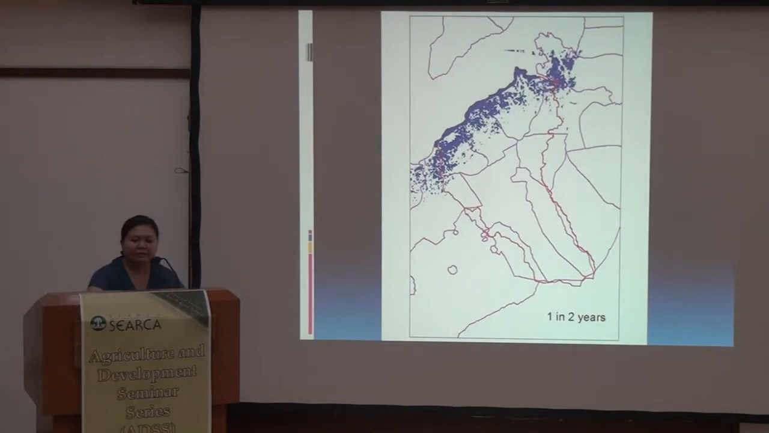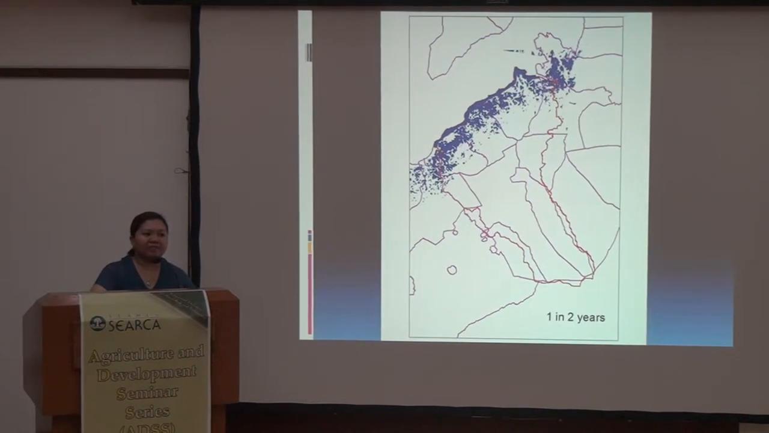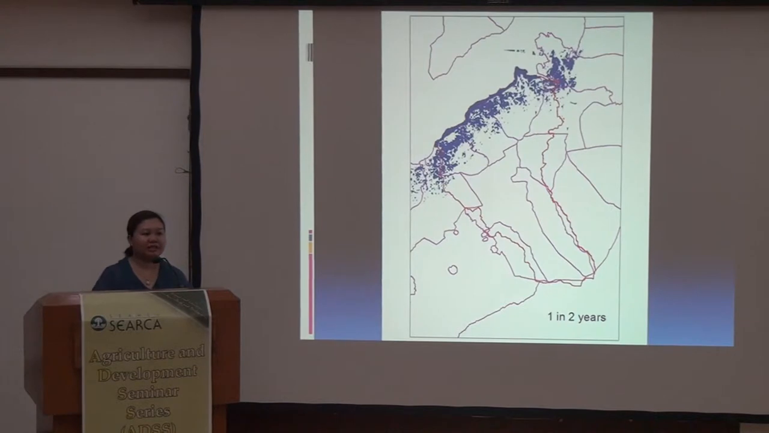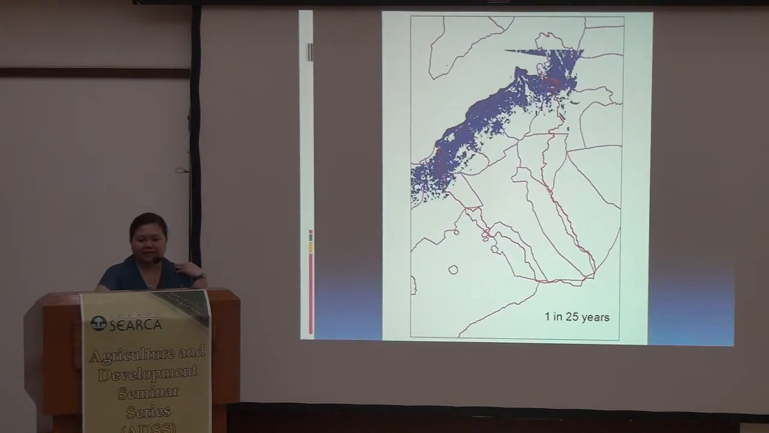So these now are the projected inundation in the study site for different flood return periods. So we considered 1 in 2 years, 1 in 15 years, 1 in 25 years, and 1 in 50 years. For the 1 in 2 years flood, this is the most commonly occurring flood. The blue area represents areas that are projected to be inundated. This one is 1 in 15 years, 1 in 25 years, and 1 in 50 years.